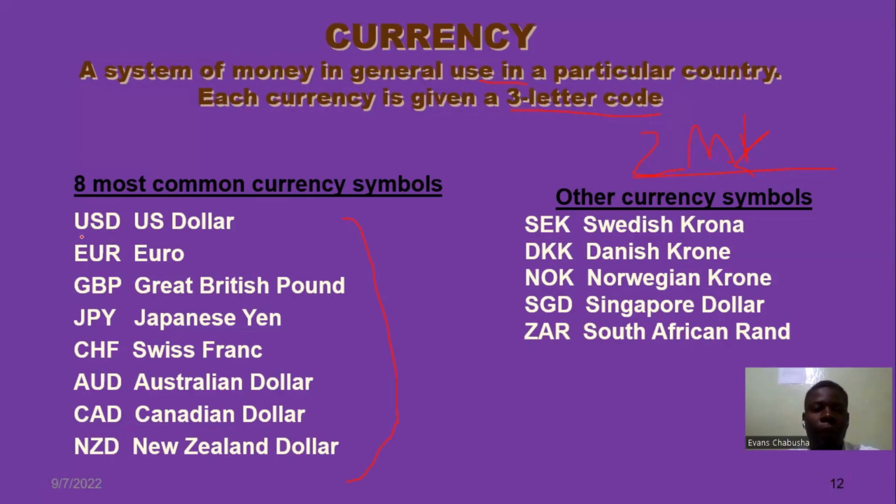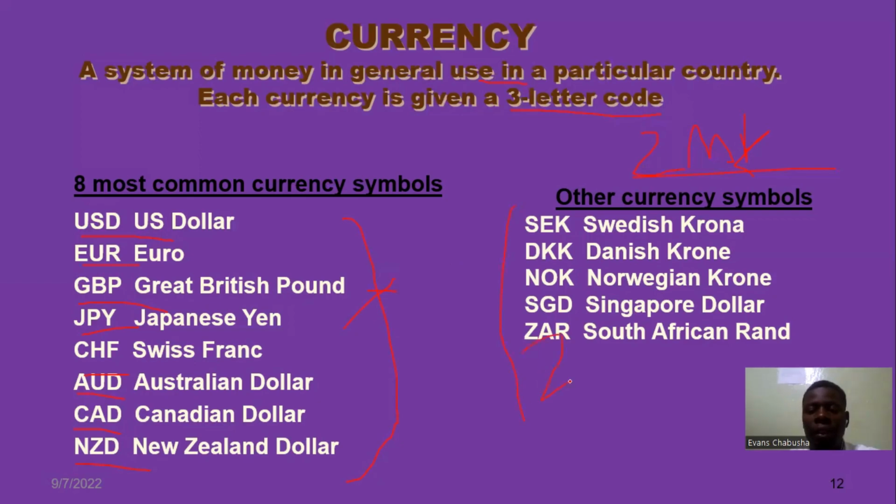Okay, so we have the US dollar, the euro, the Great British Pound, the Japanese yen, the Swiss franc, the Australian dollar, the Canadian dollar, and the New Zealand dollar. Remember, these are not the only currencies we have. We also have these, and a lot more.